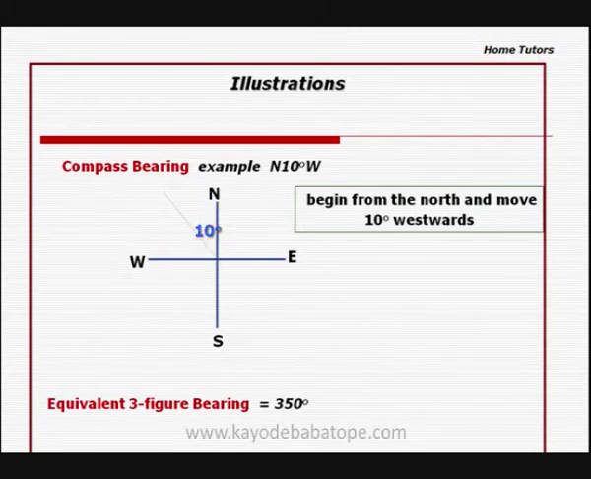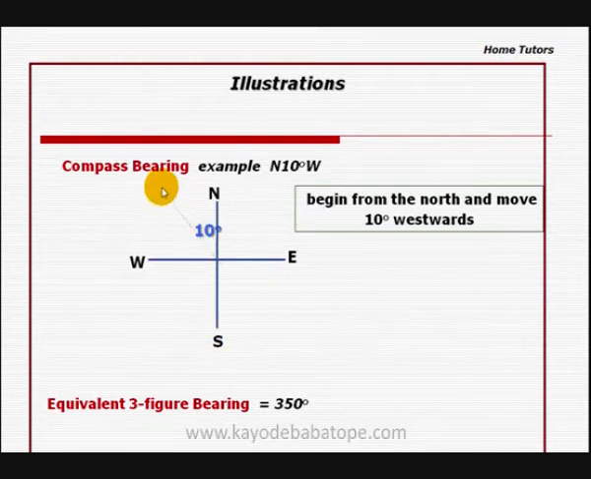Its equivalent three-figure bearing will be its angular displacement with respect to the north. So, it will be this angle, the whole of this angle. That will be 90, 180, 270 plus 80 degrees, which gives 350 degrees. So, a compass bearing of north 10 degrees west is equivalent to a three-figure bearing of 350 degrees, which is always with reference to the north.